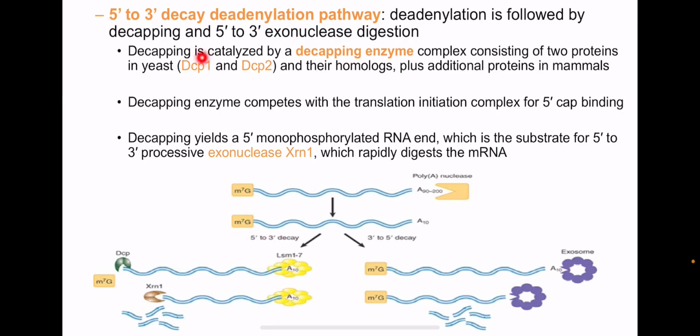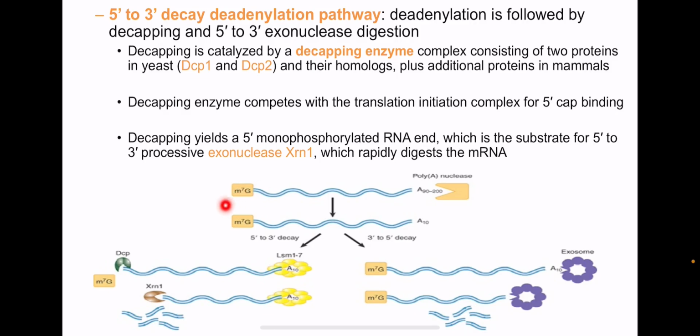So the enzyme that removes the cap is called the decapping enzyme, and it is made of two proteins, DCP1 and DCP2. I call them decap1, decap2. So these are the enzymes responsible for removing the m7G cap.